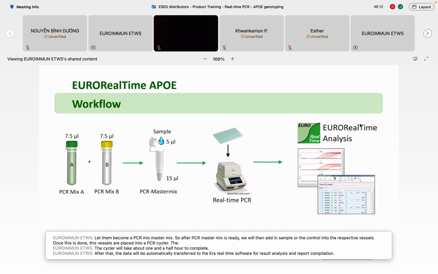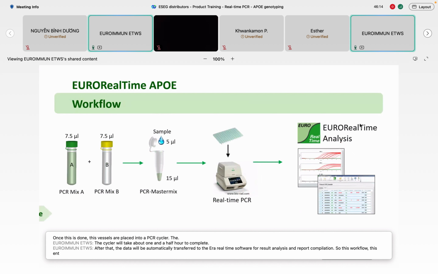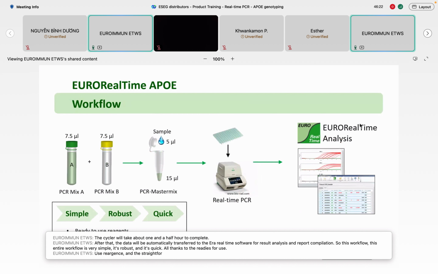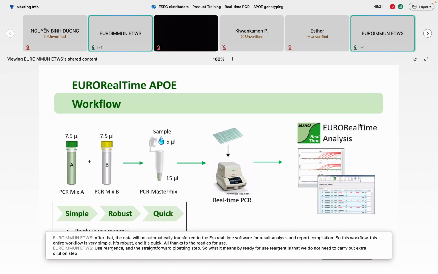So this entire workflow is very simple, robust, and quick, all thanks to the ready-for-use reagents and the straightforward pipetting steps. What we mean by ready-for-use reagents is that we do not need to carry out any extra dilution step. Everything that comes in the test kit can be used directly.